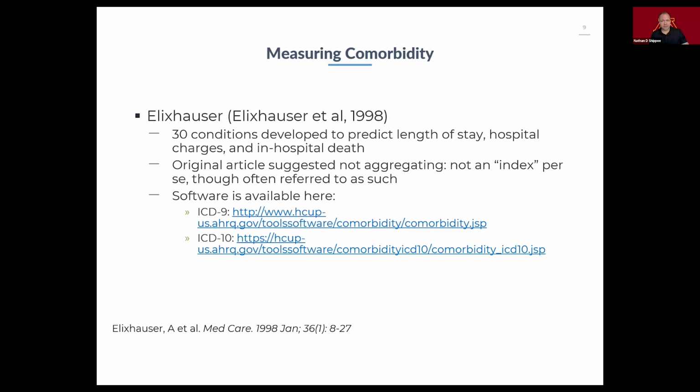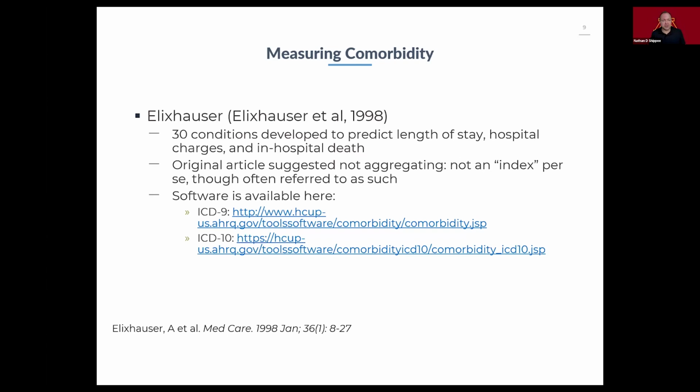I always think it's actually useful to look at the original articles. That's what I have my clinical outcomes students do when we're looking through, is actually check out the original article. These articles do exist. They're not super far in the past. And it's useful. And one of the things you'll learn when you look at the original article is that Ann Elixhauser and colleagues suggested that we don't use their set of conditions as an index or as a score. In other words, not indexing them together. But that's what most people actually do.